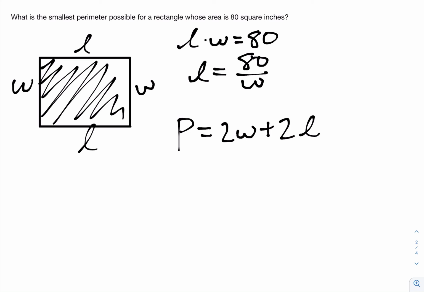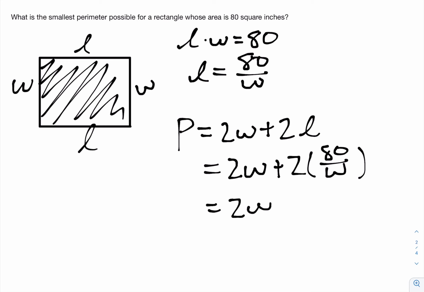And instead of writing 2L, we know that L is the same as 80 over W. So the perimeter is equal to 2W, because we still have everything in terms of W, plus 2 times 80 over W. Now 2 times 80 is just 160, so it's 2W plus 160 over W. So this is the perimeter. Okay, and we're going to assume that W is greater than 0, right? Because if the width is negative, that makes no intuitive sense.